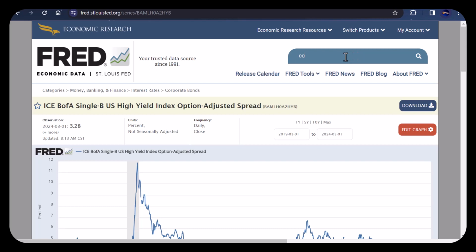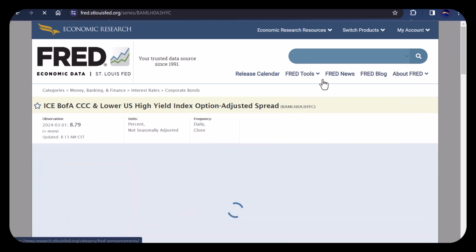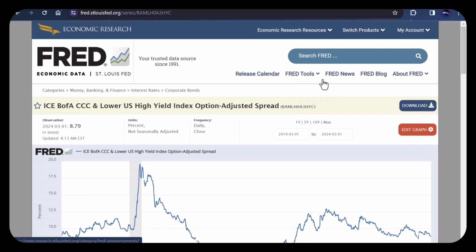If you're very likely to default, you're probably at CCC, option adjusted spread, and all those C's stand for crap. That's 879. So if you buy that bond, you're going to get a yield of roughly 12, actually 1305 or so. Okay, 1315.